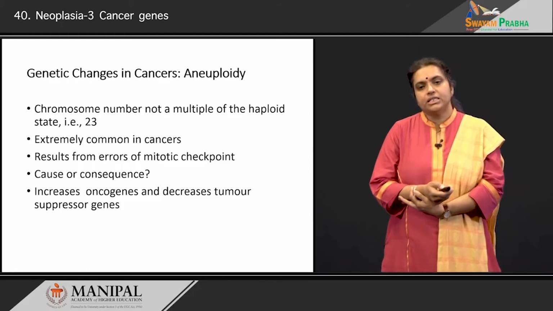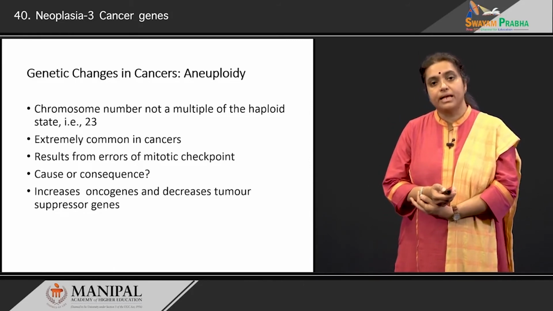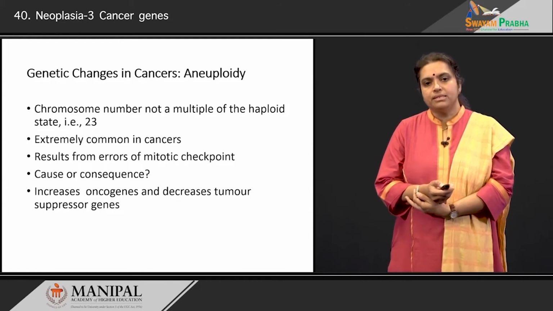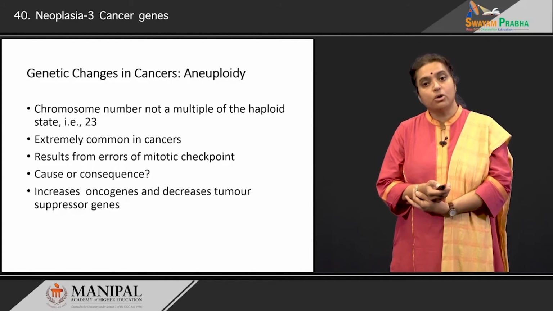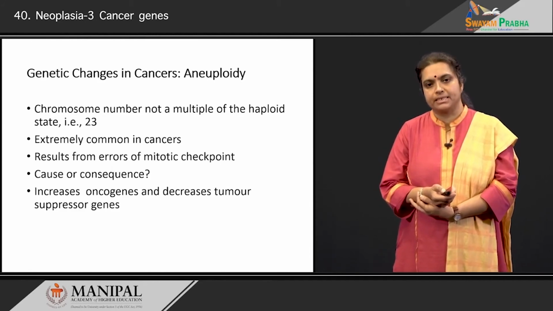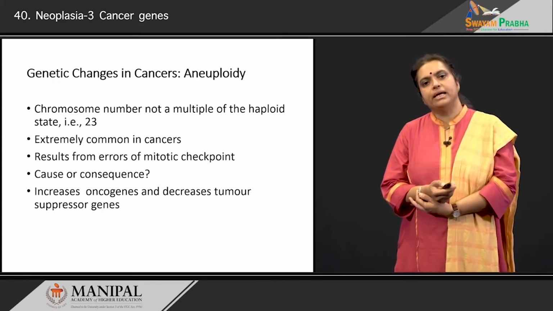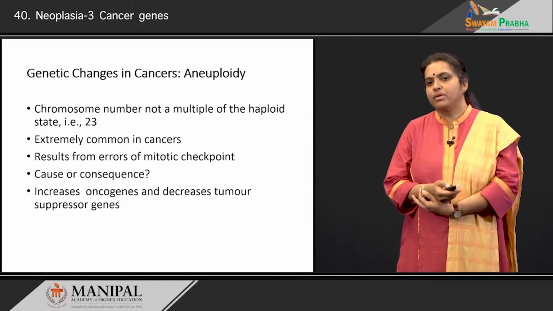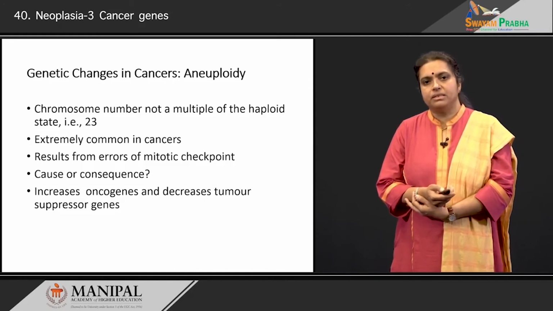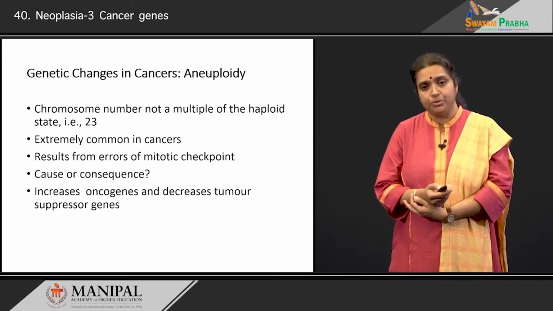Now, the other change that we have in cancer cells is what is known as aneuploidy. What is aneuploidy? Aneuploidy is a chromosome number that is not a multiple of the haploid state. So, if it is not a multiple of 23, we call it aneuploid. For instance, 46 is diploid. When the numbers are random and not a multiple of 23, it is called aneuploid.